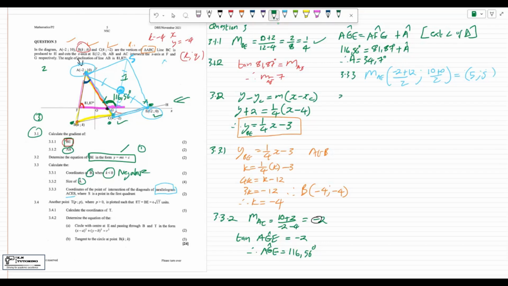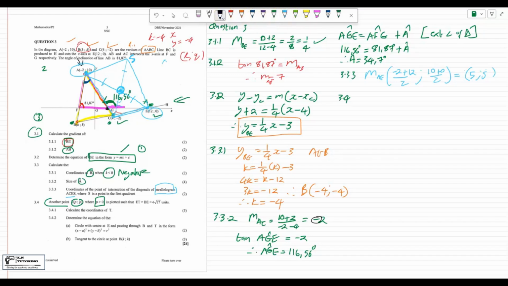Now we're moving to 3.4. It says another point T, which is (p, p), where p is greater than 0. Again, (p, p) is similar to that (k, k), so the X value and Y value are the same, and they're telling me that p is positive. So the only quadrant where this can be valid is going to be quadrant 1.